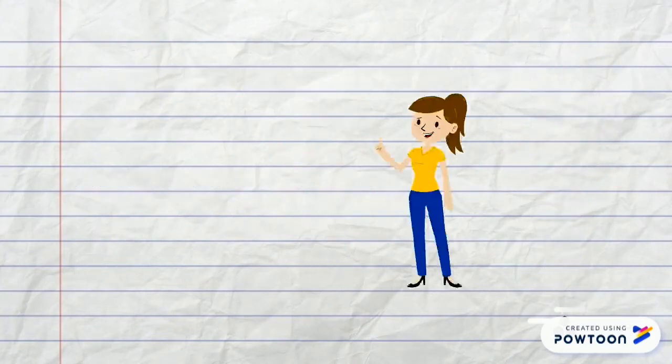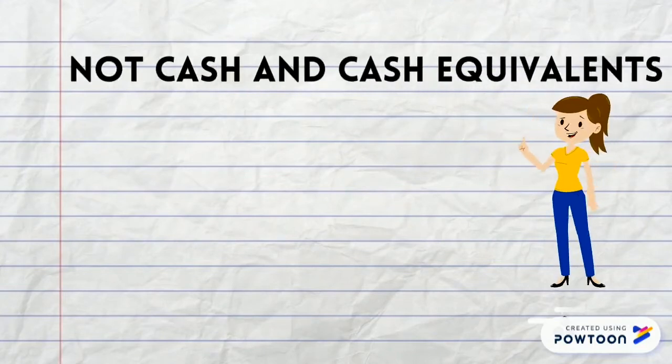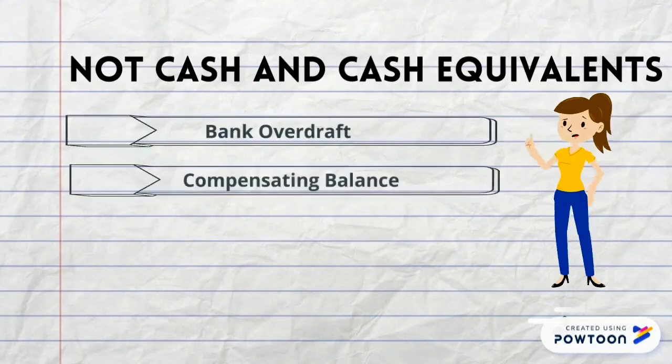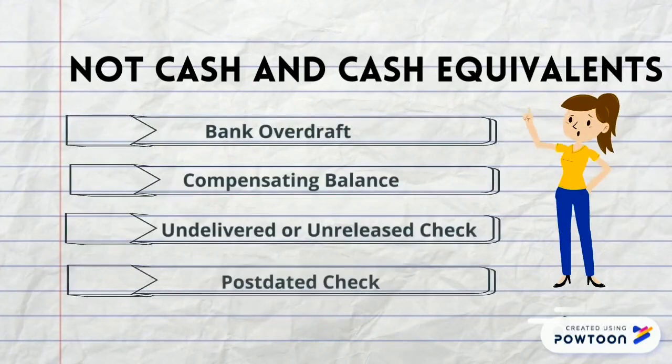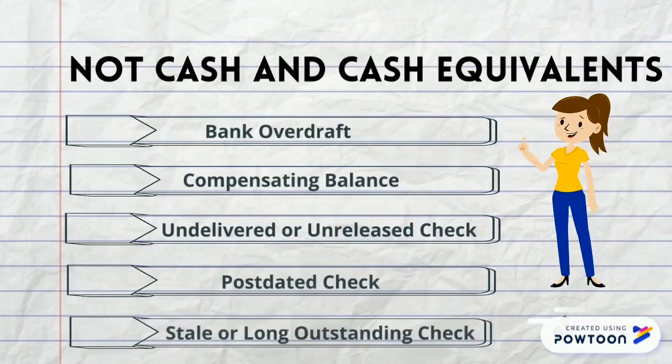There are also items that are not included in cash and cash equivalents, and these are bank overdraft, compensating balance, undelivered or unreleased check, post-dated check, and lastly, stale or long outstanding check.